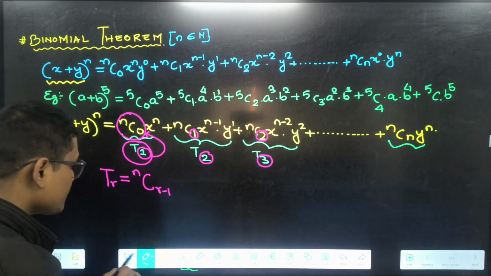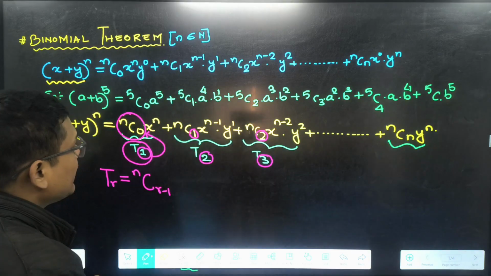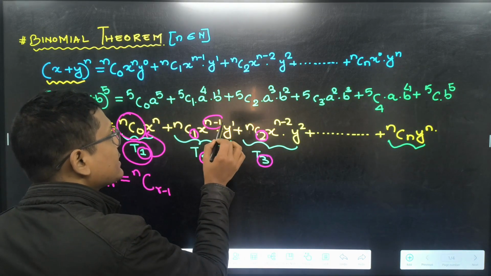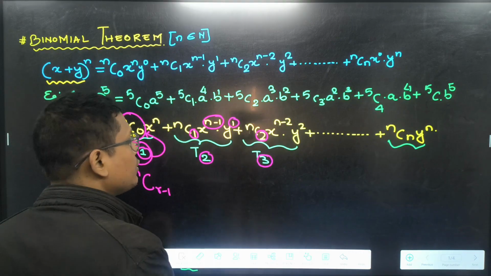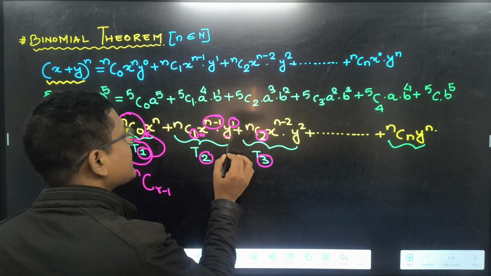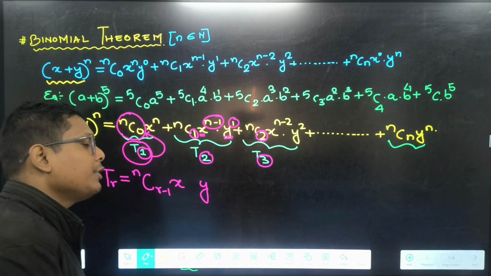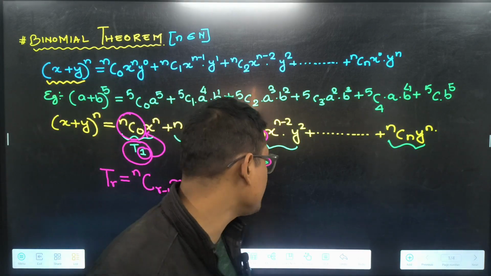Then what will be the next part? In the next part we see that it will be x to the power n minus 1 and y to the power 1. That means we will get x and y together. So now we have to decide what should be the power of x and y.